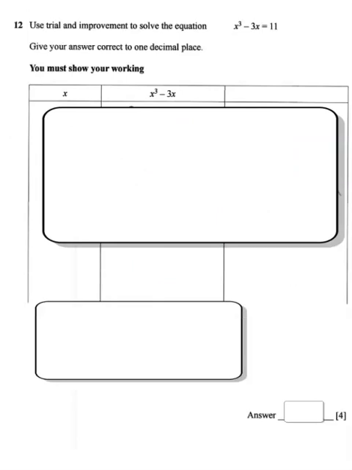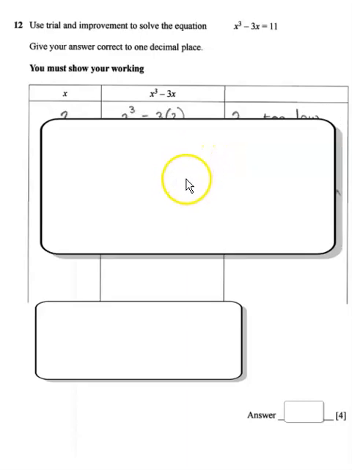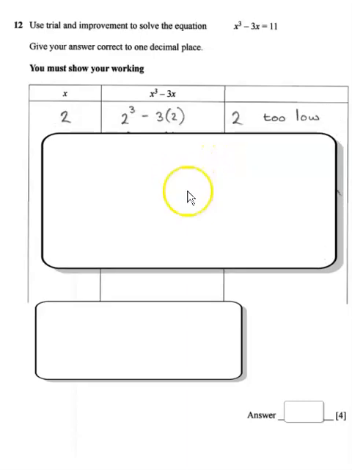So question 12 is a trial and improvement question. It says use trial and improvement to solve the equation. Give your answer correct to 1 decimal place. You must show your working. So first of all, it doesn't give you any numbers to start off with. So you have to figure out for yourself which number to start with. So I've started with 2.